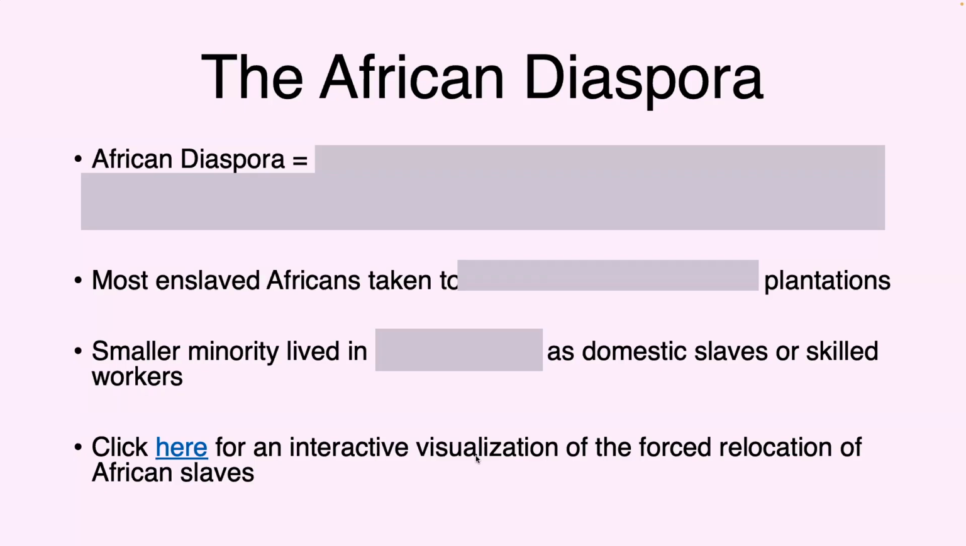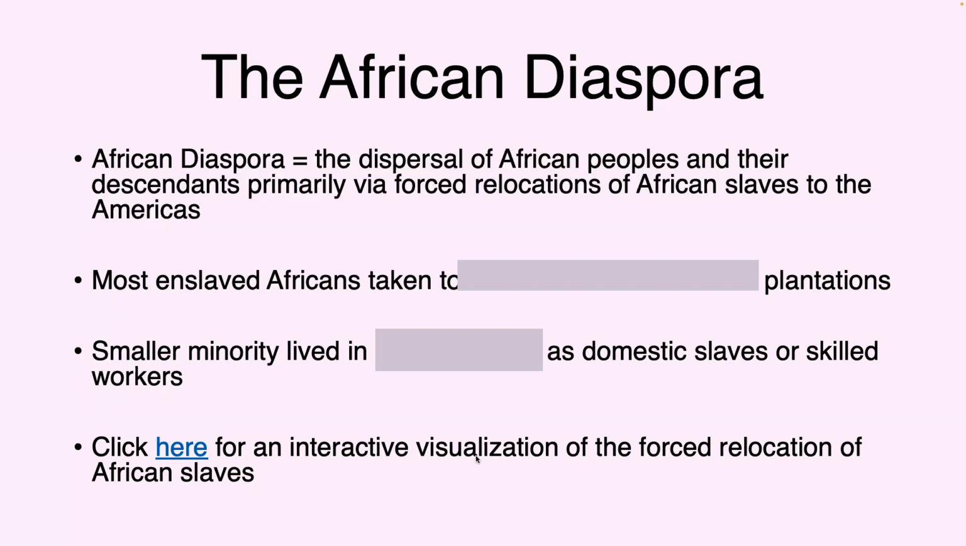So let's talk about the African diaspora. The African diaspora can be described as the dispersal of African peoples and their descendants, primarily due to this forced relocation of African slaves to the Americas through that transatlantic slave trade. Most enslaved Africans end up in Caribbean and American plantations. And we'll look at a video in a second.